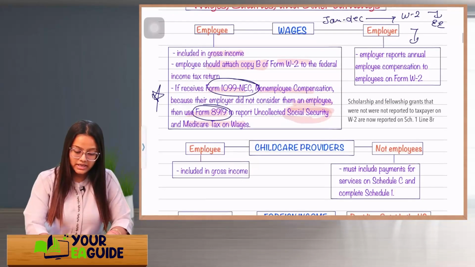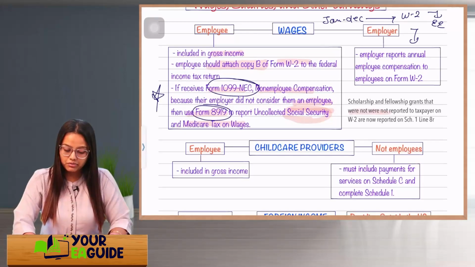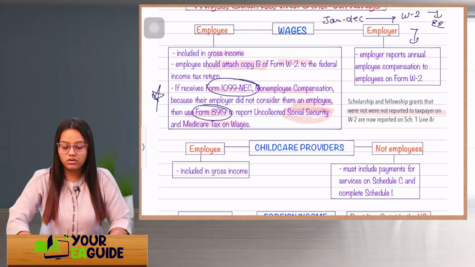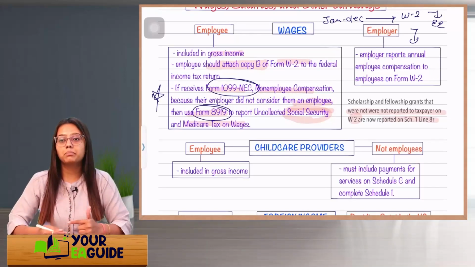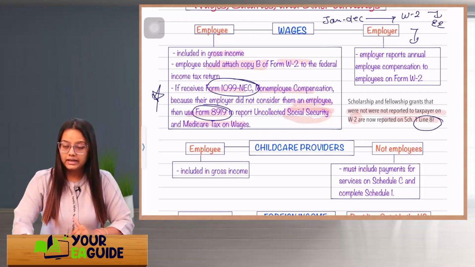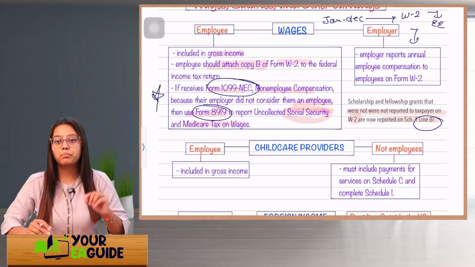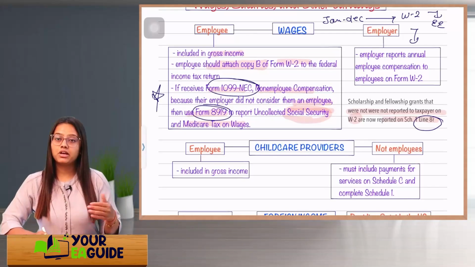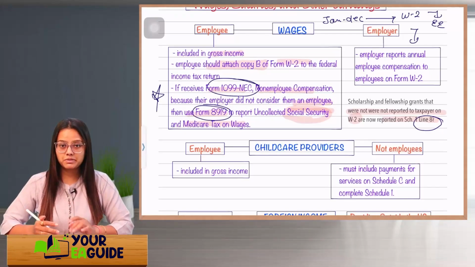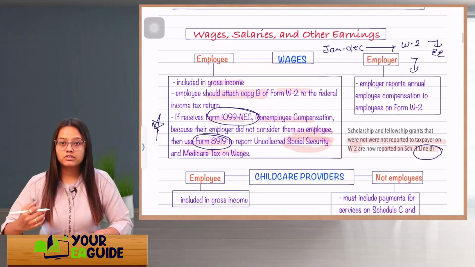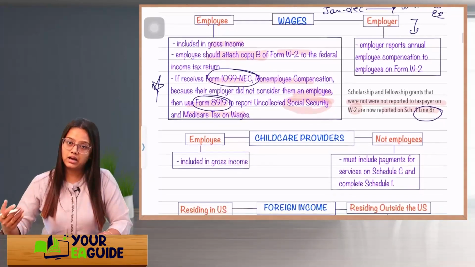Okay, now second thing is, also the employer can provide them some scholarship, fellowship, grants that were not reported to the taxpayer on W2, and this year there is an amendment that they will be reported on Schedule 1, line 8R. Okay, Schedule 1, line 8R, they will have to report the scholarship, fellowship, grants if they are receiving from the employer, but it is not reported as taxable wages, right? As per the law, we will see it later on, that when you receive a fellowship, scholarship, grant from your employer, it's not taxable, so it will be reported on Schedule 1, line 8R, right?